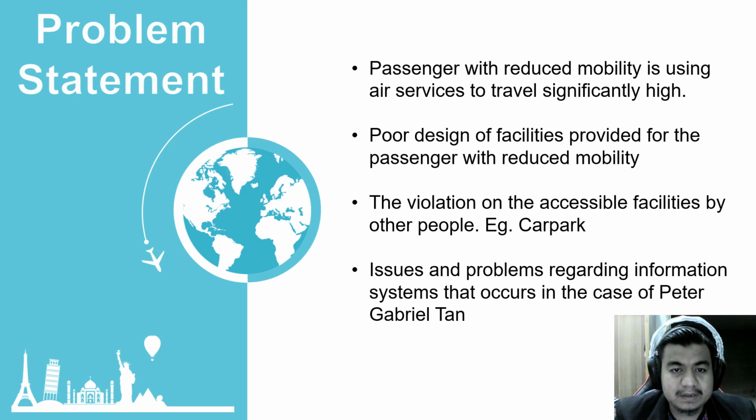So, for the problem statement, the number of passengers with reduced mobility using air service to travel is significantly high. There is poor design of facilities provided for the passenger with reduced mobility. There is violation of the accessible facility by other people, for example, car park at the airport terminal, and problems regarding the information system, such as occurred in the case of Peter Gabriel Tan, the information system issues.